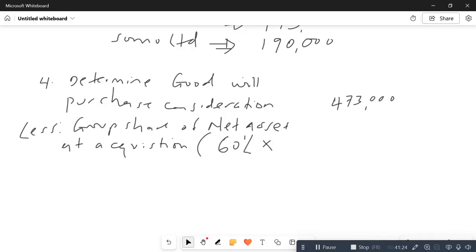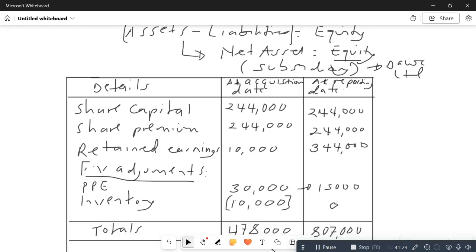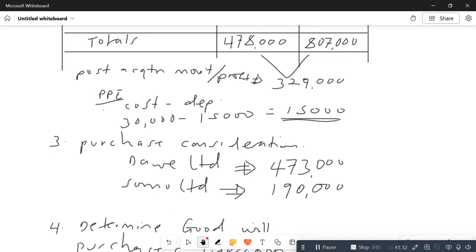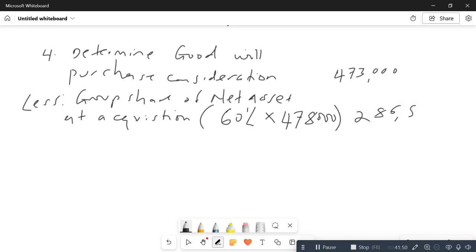Remember, we determined the net assets at acquisition from our step 2. This is our net assets. Net assets at acquisition is 478,000. Bring your 478,000. How much are you getting? We shall get 286,800. You can confirm that. We subtract that.